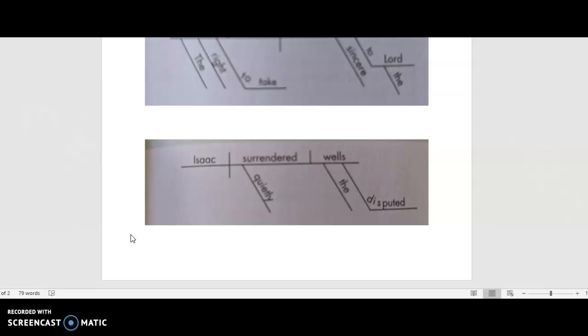So I hope that helps you understand this section a little bit. Again, if you're stuck, I want you to email me, send me your email, send me your parents' email, and we'll try to get something set up for Skype or Zoom tutoring. And look for that other video where we're going to start the new writing assignment.